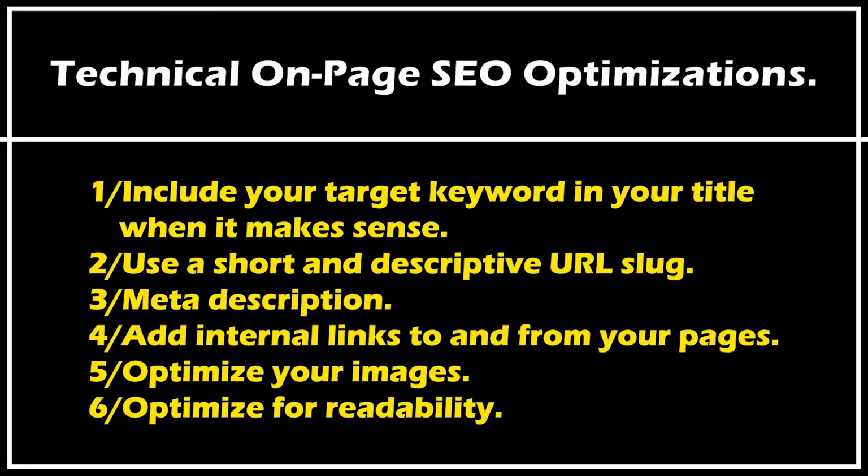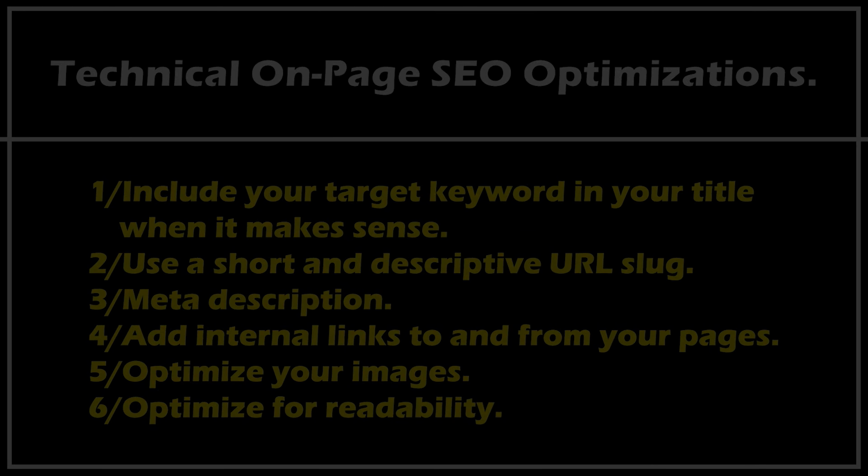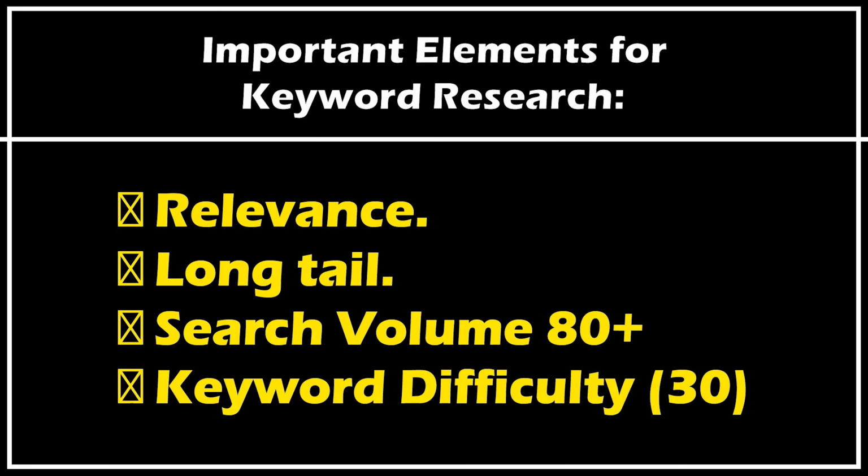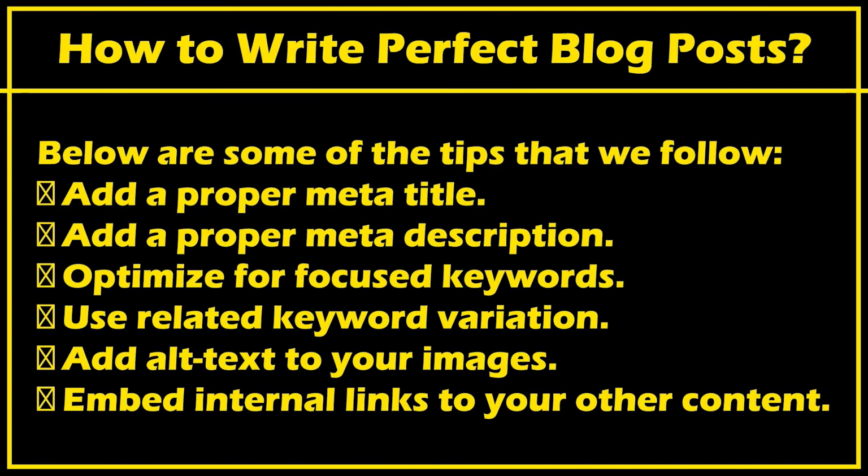Technical on-page SEO optimizations. Use a short and descriptive URL slug. Optimize your images. Optimize for readability. Important elements for keyword research: relevance, long tail. How to write perfect blog posts: optimize for focused keywords, use related keyword variation, and add alt text to your images.